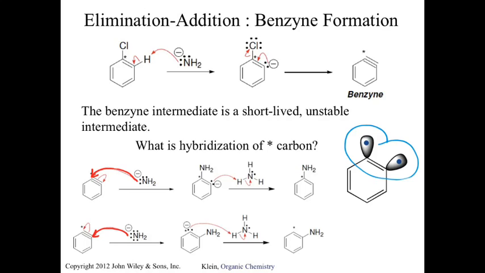The result is that we end up doing an addition of NH2 and hydrogen in the subsequent acid-base step, across the triple bond. So we do an addition. Both those steps give us our addition, and to get to the benzyne intermediate, what did we have to do? We had to do an elimination.